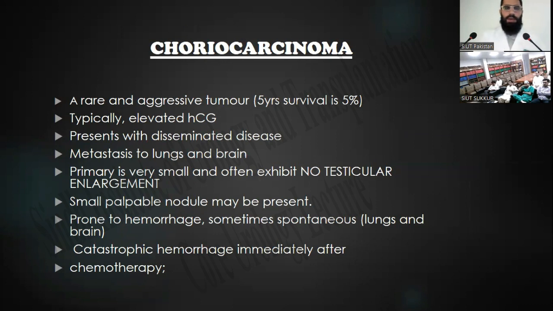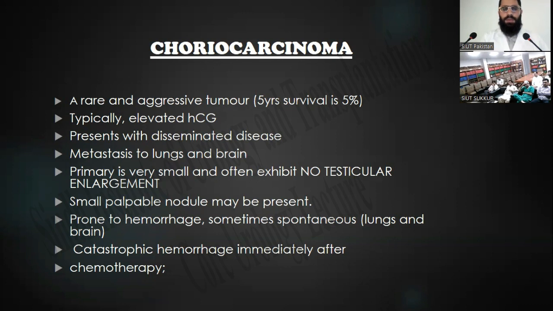Choriocarcinomas are rare and aggressive tumors. 5 year survival is 5%. Typically present with elevated HCG, presents with disseminated disease and metastasis to lungs and brain. Primary is very small and often exhibits no testicular enlargement. Small palpable nodule may be present.